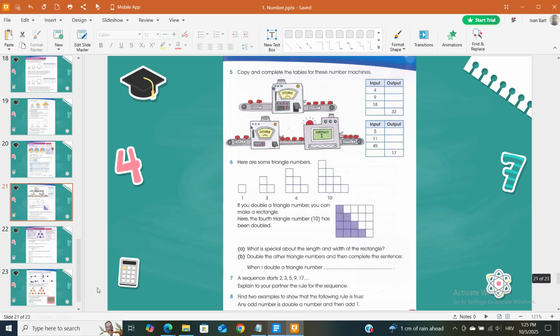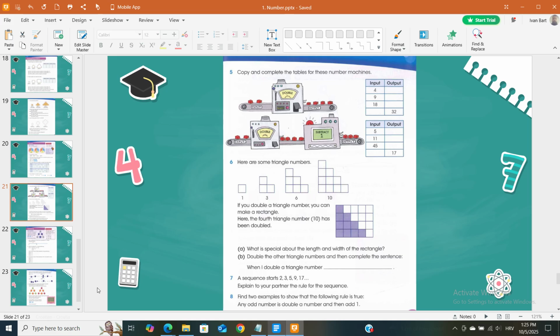Copy and complete the tables for these number machines. Input, double, output. Input 4, output 9, 18. Output 32. Input, double, output. Input, subtract, output. 5, 1, 11. Output 45, 17, 6.